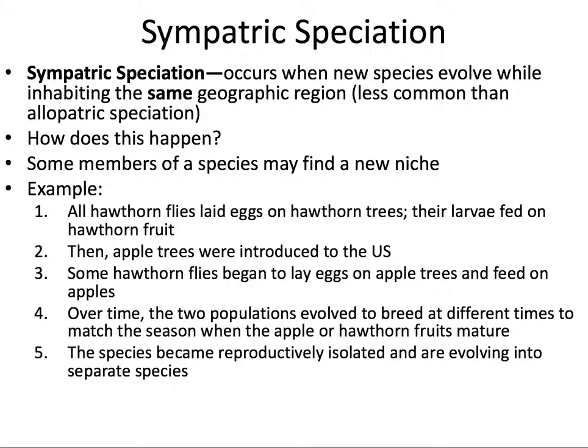Then apples were introduced to the U.S. The U.S. didn't always have apples, but once the apples were introduced, some of the hawthorn flies began to lay eggs on apple trees instead and feed on apples. And they realized, like you and I realized, that apples are actually really delicious. Over time, the two populations evolved to breed at different times to match the season when the apple or the hawthorn fruits mature. So there was a split in the population of these flies, and some stuck to hawthorn fruit, and some of them stuck to the apple trees. And since hawthorn fruit and apple fruits mature at different times, they began to reproduce at different times, and they became reproductively isolated through temporal isolation and evolved into separate species.